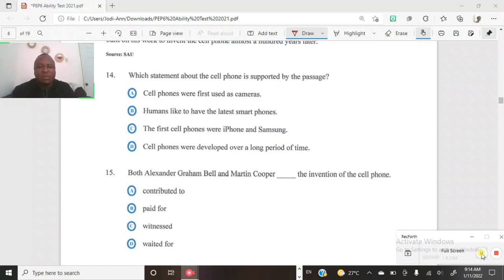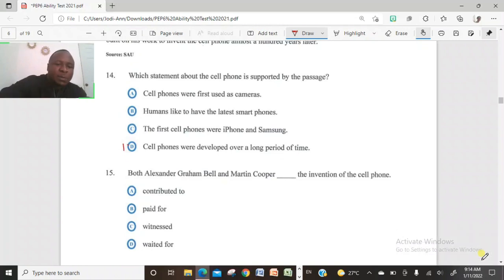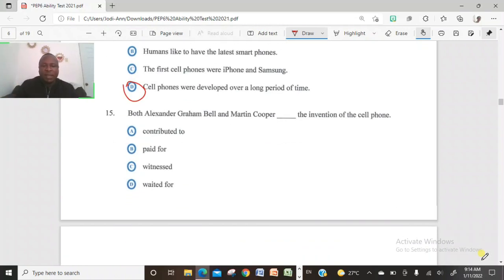All right, so the first question, for item 14, says, which statement about the cell phone is supported by the passage? Cell phones were first used as cameras. No, it didn't say that. Humans like to have the latest smartphones. It didn't say that either. The first cell phones were iPhone and Samsung. It didn't say that either. Cell phones were developed over a long period of time. Well, basically, the passage supports that.